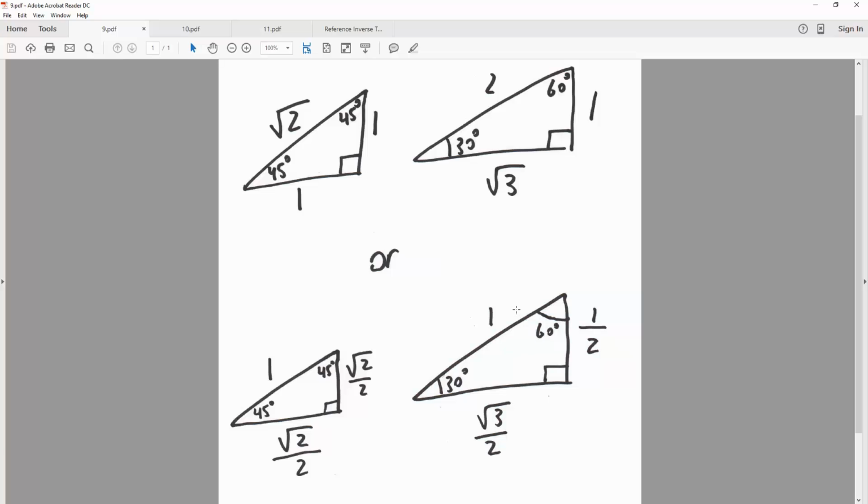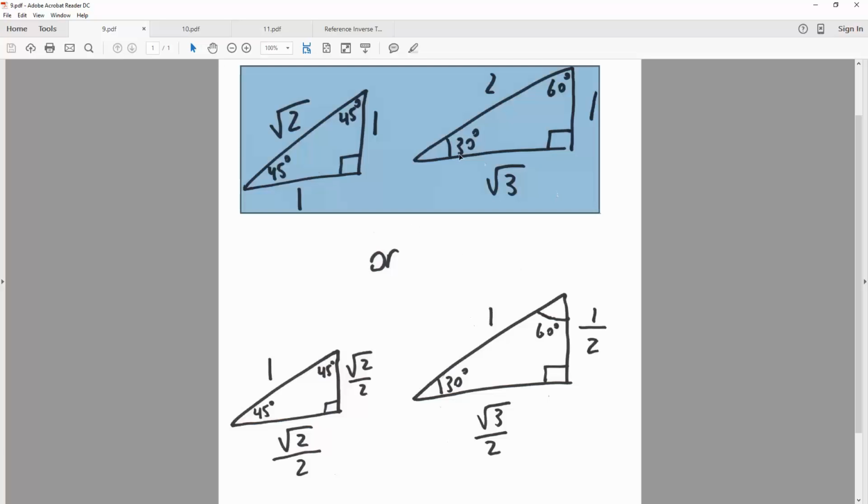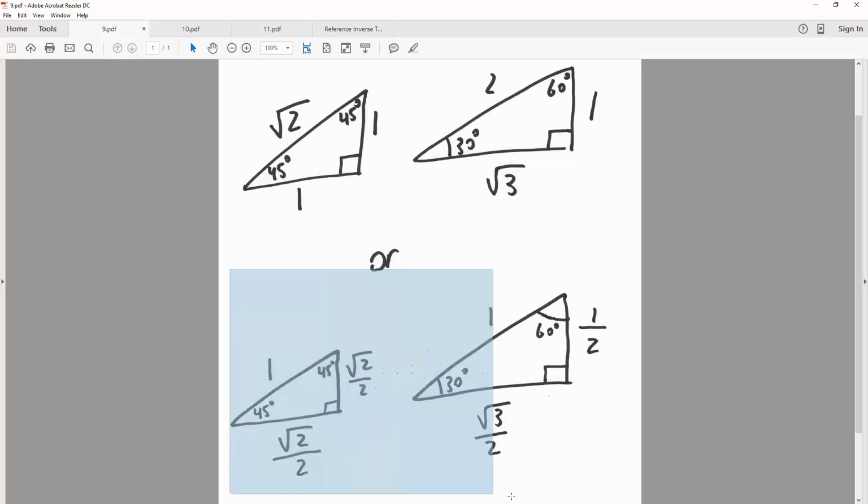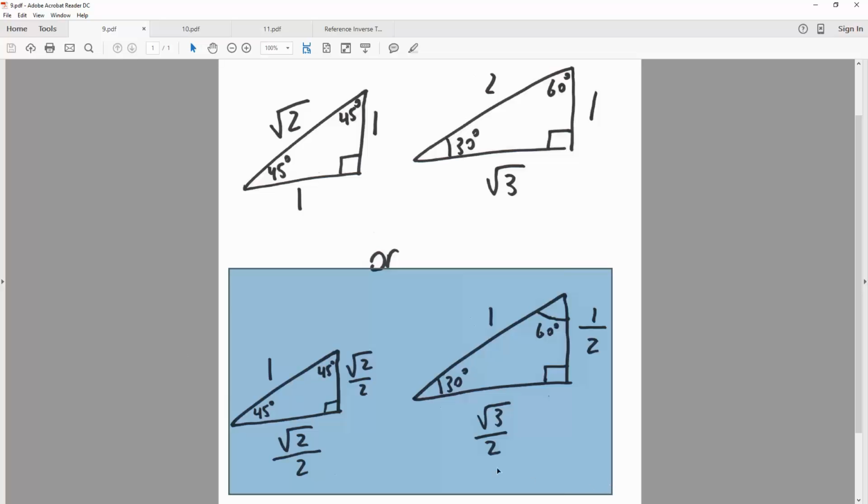And so in later videos, we will actually use this special property to solve problems. But just a note, you can either memorize this or you can memorize this. When I took PreCal, what we memorized was this. So either option would work.